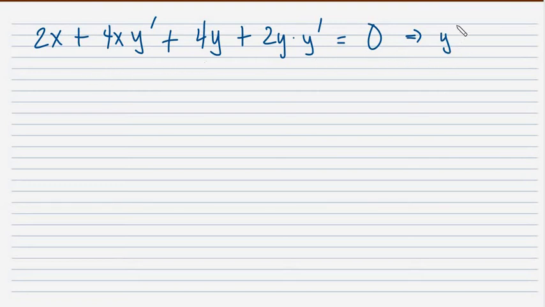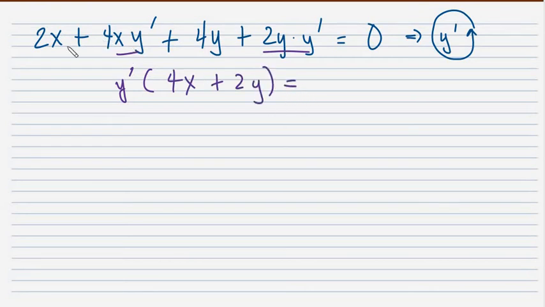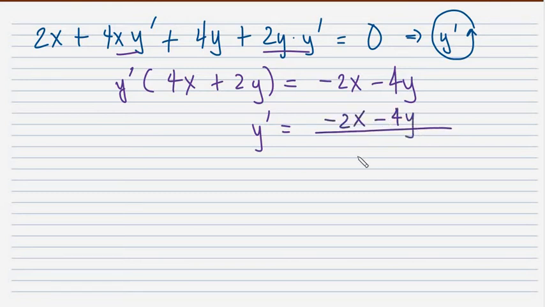What is left to do is to solve for y prime. We will do some algebra here, and we will come up with y prime. These two terms have y prime, so let me factor it out: 4x plus 2y. And then transpose these two terms, so I will have negative 2x minus 4y. And then finally, y prime is negative 2x minus 4y over 4x plus 2y.